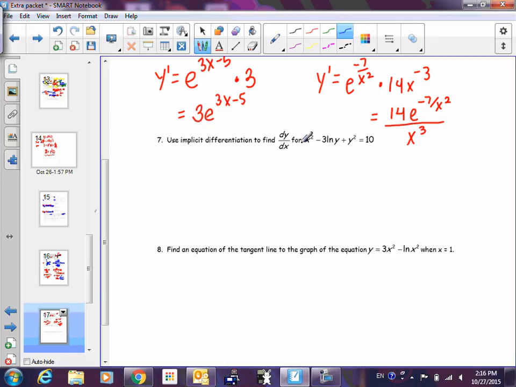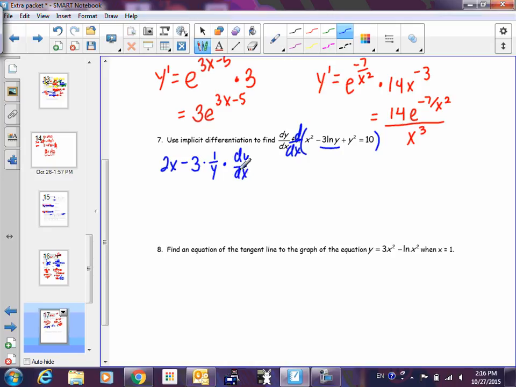So like on number 7, implicit differentiation. Remember, this is when we take derivative with respect to x. So this is going to be largely review right here. Derivative of x squared, 2x. Okay, now I'm going to take derivative of -3 times natural log of y. So this is kind of like what we did earlier. I'm going to go -3 times the derivative of natural log of y. Y'all remember from the front? 1 over y times dy over dx.